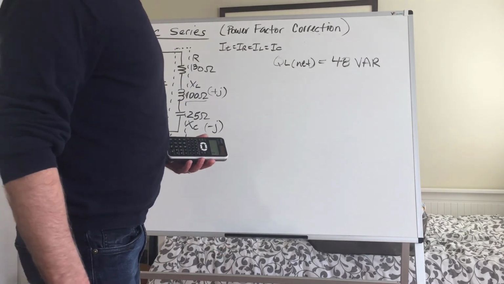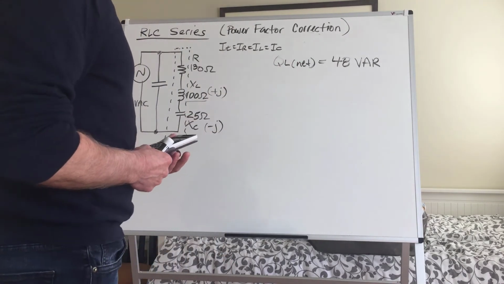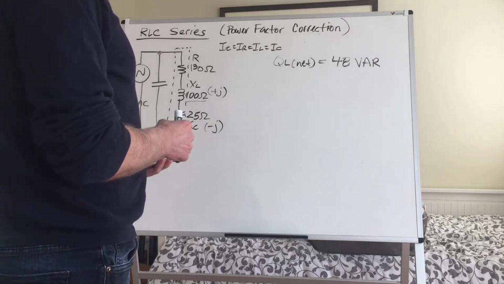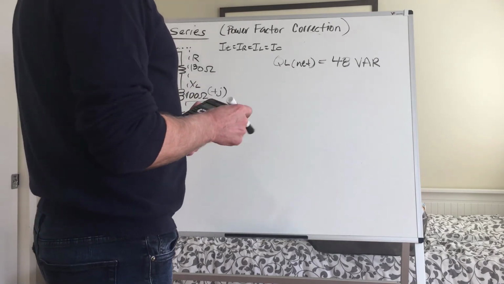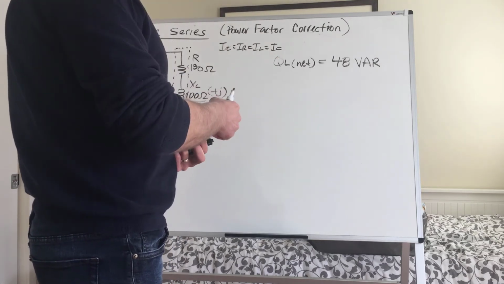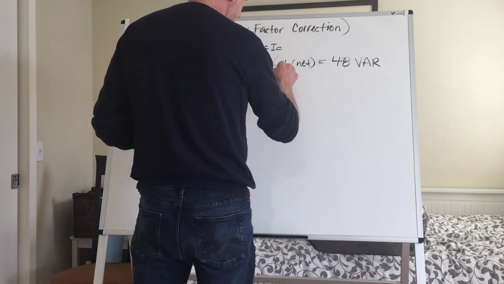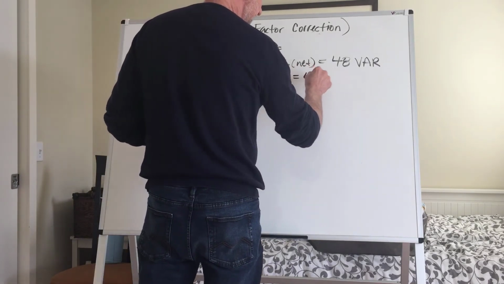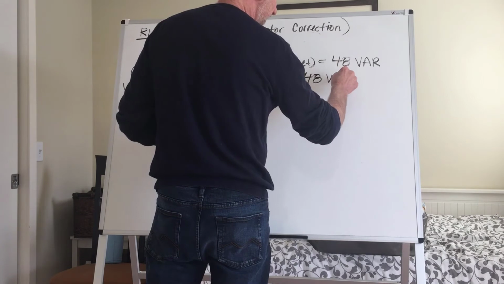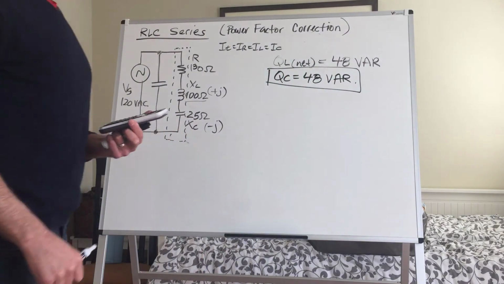Okay, we're back, and what I've written up here is our QL net value from our previous calculations, and our power triangle was 48 VAR. So that means we've identified the number of VAR required to bring this to unity. We need to have QC equal to 48 VAR. We need to introduce 48 VAR of QC.